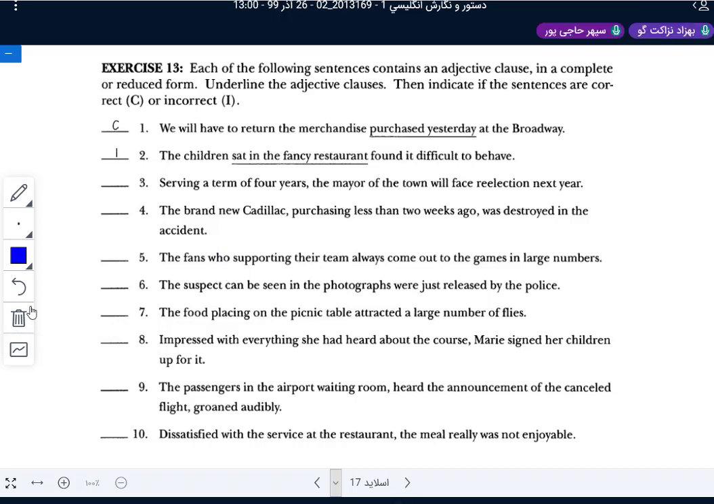The suspect can be seen in the photographs were just released by the police. Is it correct? I think it's wrong. Very good. What's wrong? The suspect is the subject. Can be seen is the first verb. Were released, second verb. I have 2 verbs and no connector. That is why it is wrong. If you want to correct it, you need to add a connector here, or you can drop the be verb.